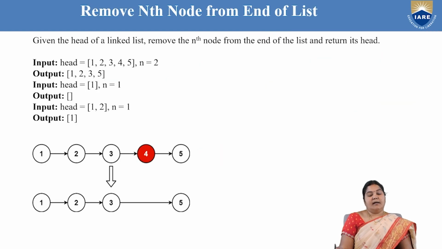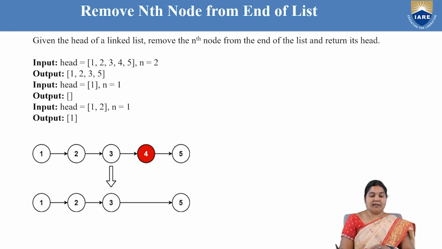Now, let us understand another problem that is called remove nth node from the end of the list. Now, this problem also we are going to solve using the slow and fast pointer approach. Let us understand the question first.